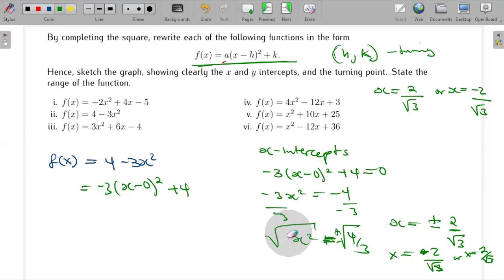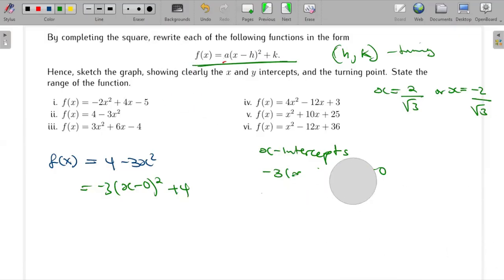Nice. So next we need to find the y-intercept. The y-intercept is when x is 0. So now here, if you put 0 here, you see that you get y is equal to 4. So the y-intercept is just y is equal to 4, meaning the graph has to cut or pass at y equal to 4. Okay, now what else do we need? We need the turning point.